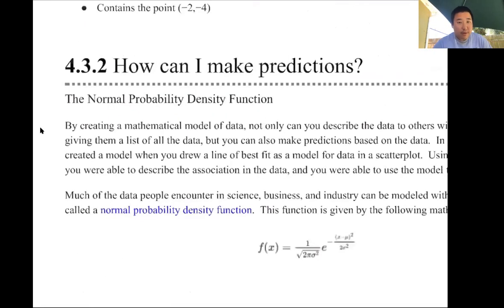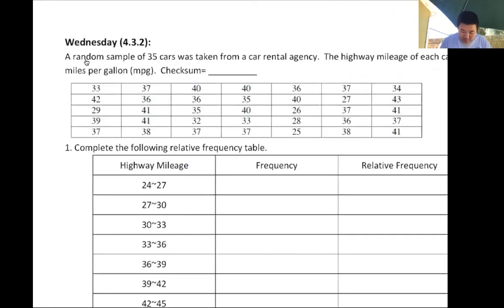4.3.2. We're going to go to PDN. So we have a random sample of 35 cars taken from a rental lot. The highway mileage of each car was measured in miles per gallon.